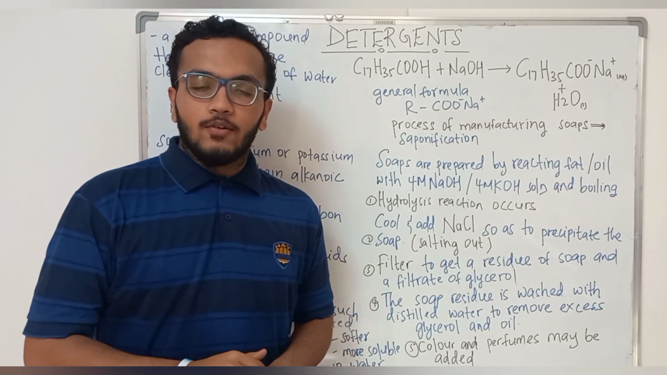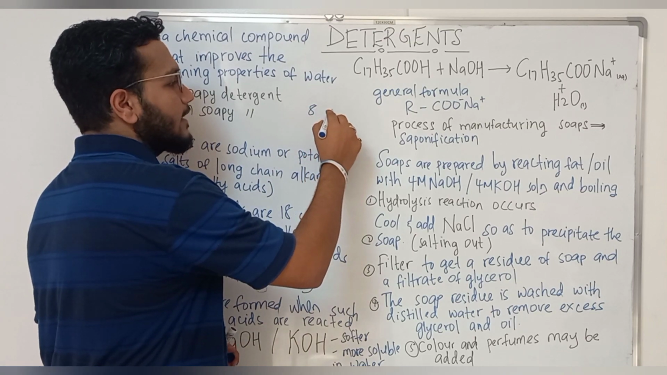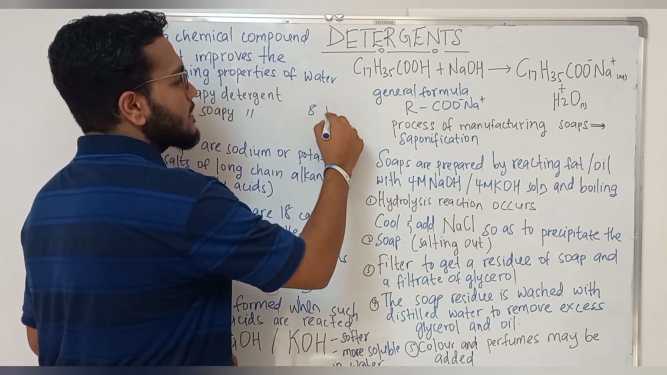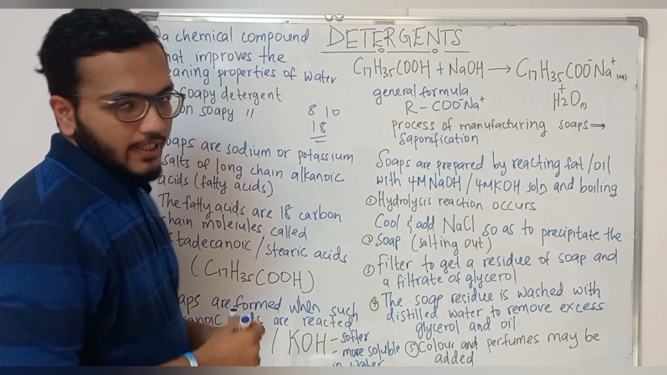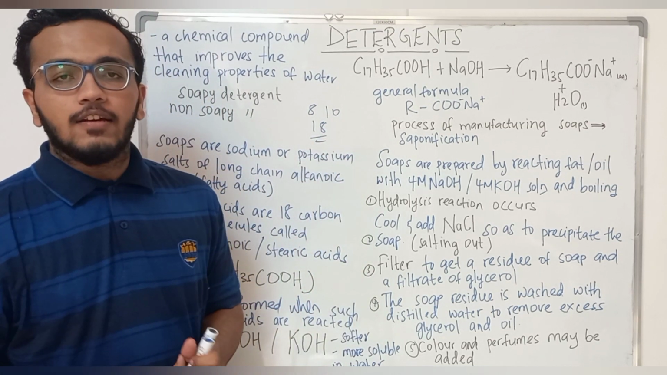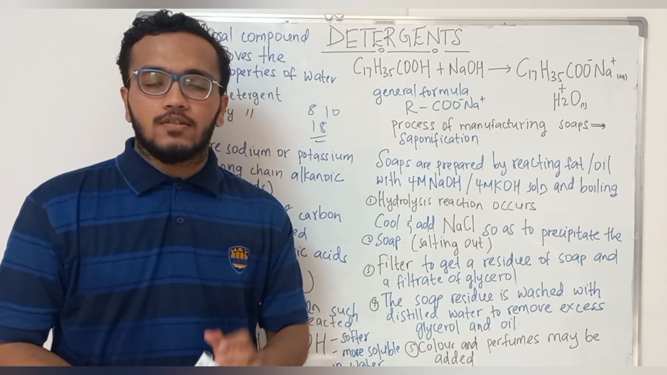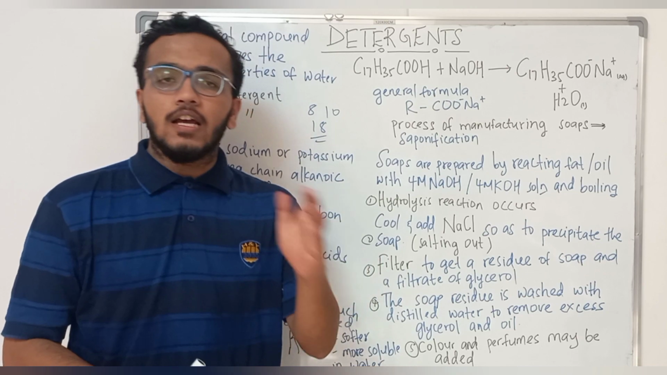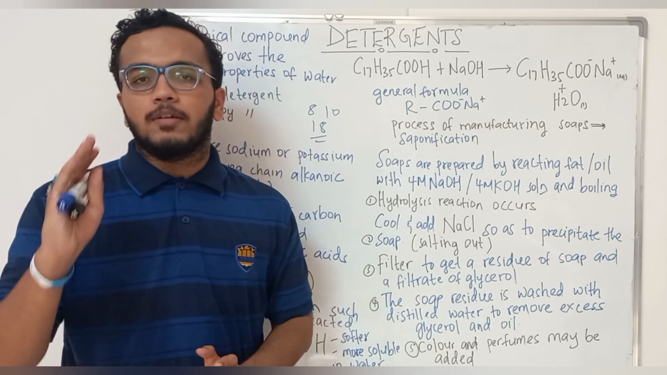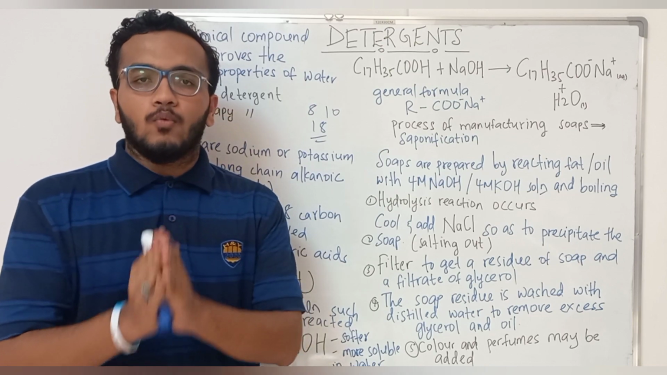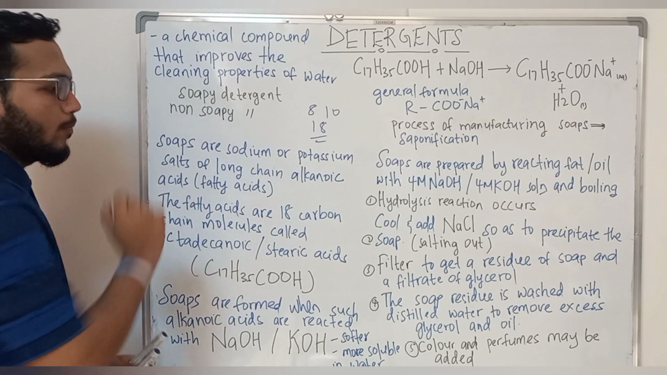So octadecanoic acid: octa meaning 8, and decanoic, anything with decan means 10. So it is an 18 carbon chain alkanoic acid. So when you react the alkanoic acid, which is also called a fatty acid, with an alkali such as sodium hydroxide or potassium hydroxide, an acid reacting with a base forms a salt and water. That salt that we are talking about is what we call soap.